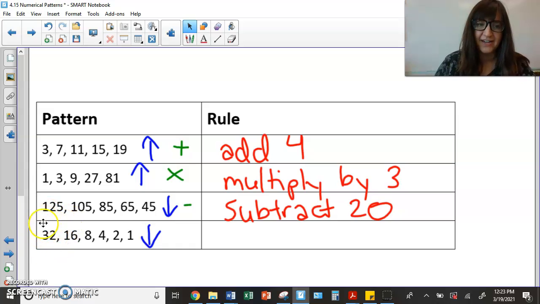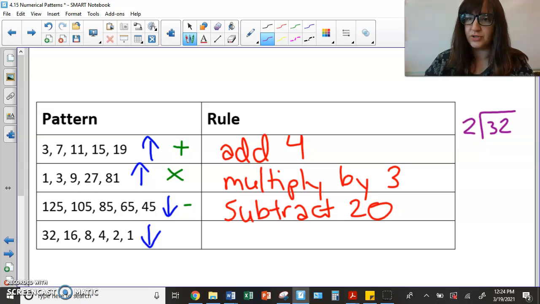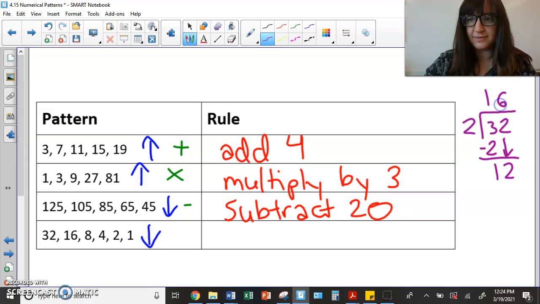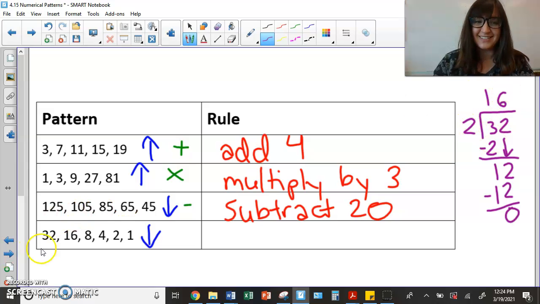So let's check that. If I take 32 and split 32 in half, whether you do that by doing long division, using either the traditional method, the box method, hangman, whatever method you use, I'll show you traditional. 2 goes into 3 one time. 1 times 2 is 2. 3 minus 2 is 1. I bring down my 2. 2 goes into 12 6 times. 6 times 2 is 12 with a remainder of 0. So 32 divided by 2 is 16.